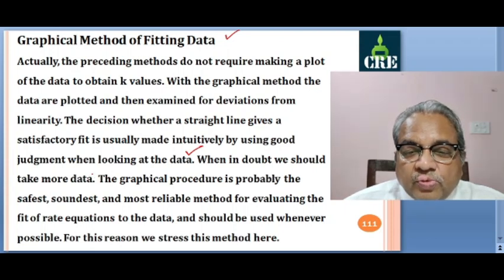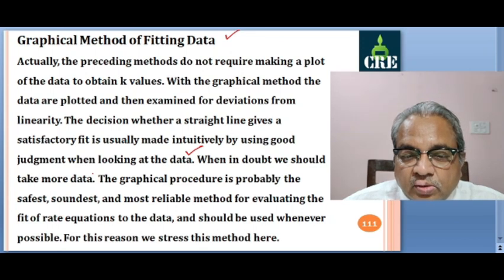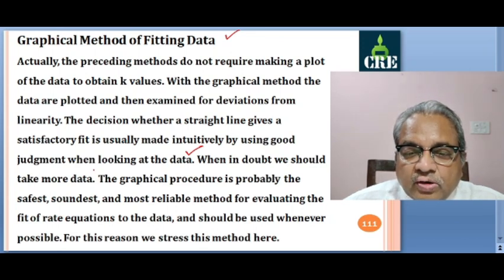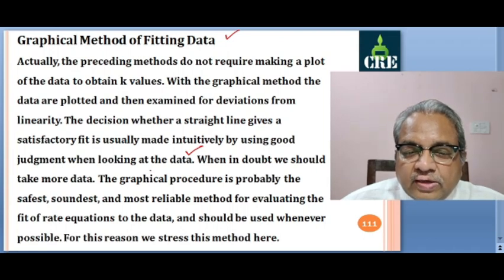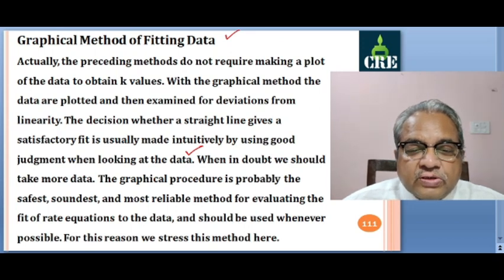If you are not getting a proper best fit with the number of points you have obtained and plotted, and if you have a doubt about that best fit, you get more data and plot that, so that finally you should be able to draw a line representing the best fit. The graphical procedure is probably the safest, soundest, and most reliable method for evaluating fit of the rate equation to the data, and should be used whenever possible.